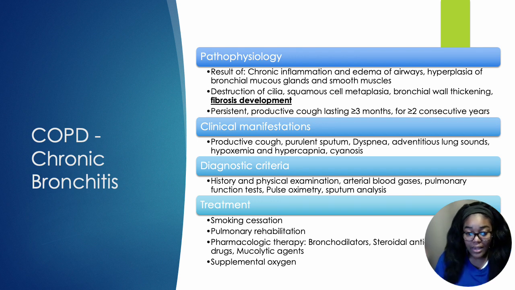As far as their diagnostic criteria, you have to have a H&P, history and physical examination. You want to look at their arterial blood gases, pulmonary function test, pulse oximetry, and you also want to analyze their sputum. So this one, you still want to encourage smoking cessation, but just because you smoke doesn't mean that you automatically get chronic bronchitis, but it does not help.